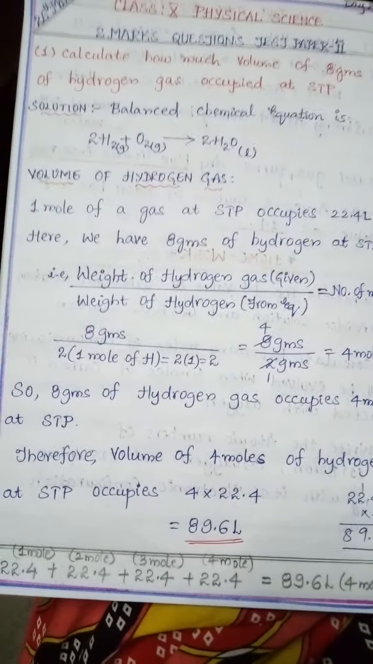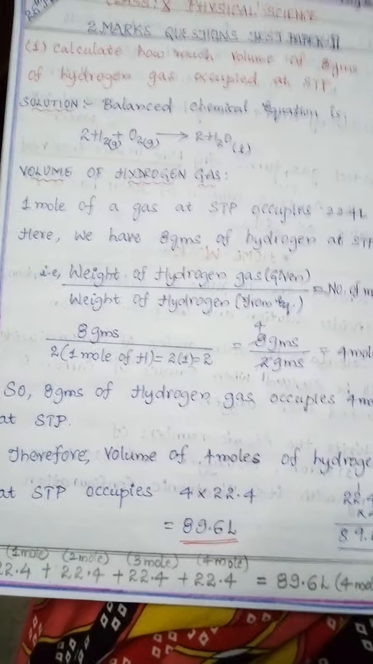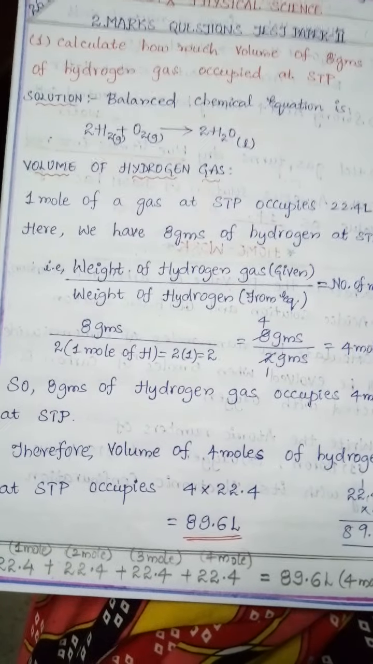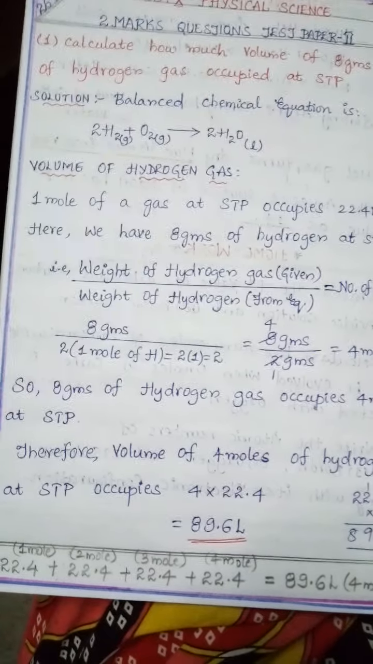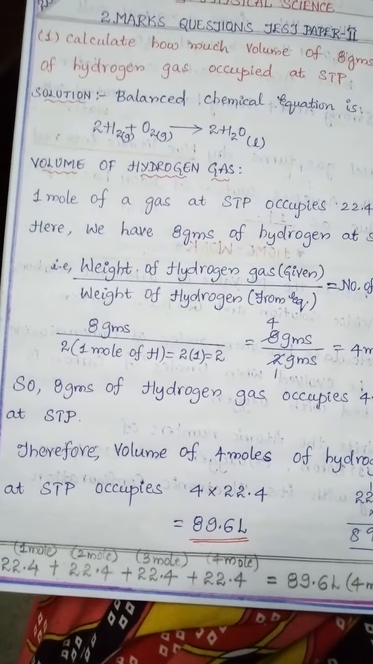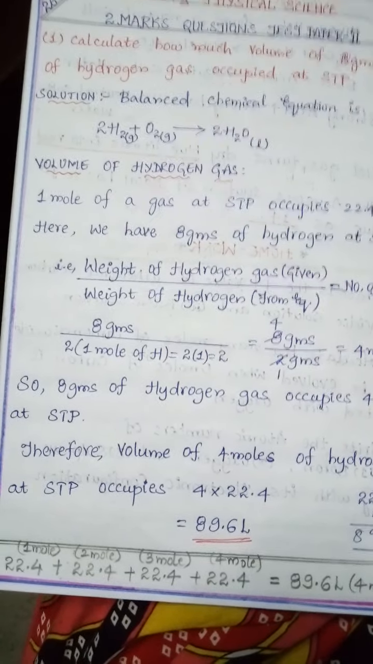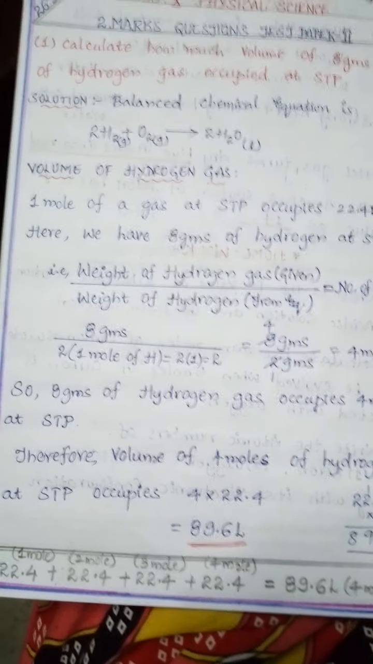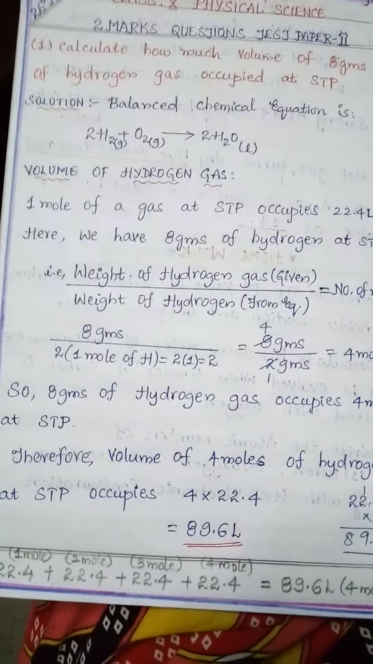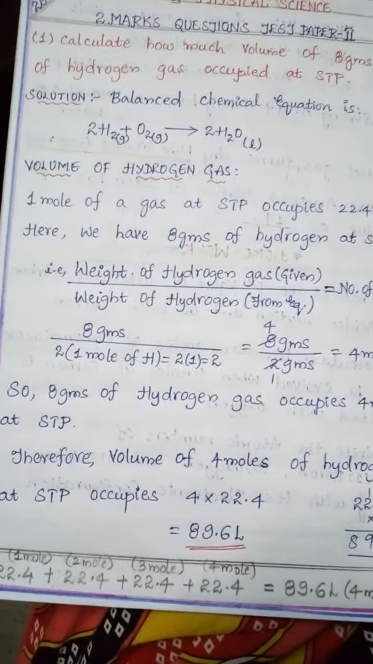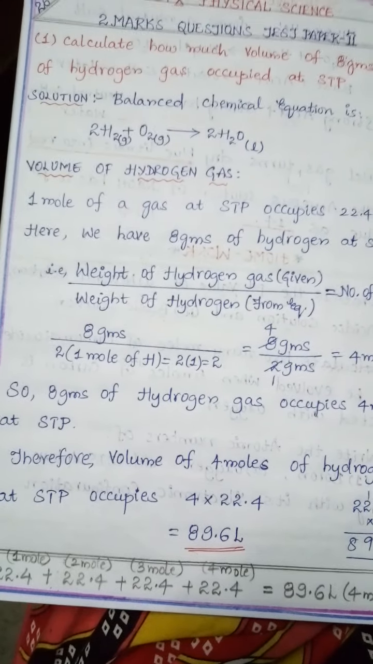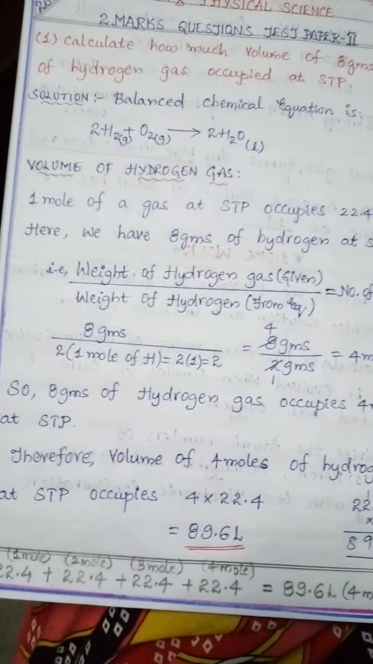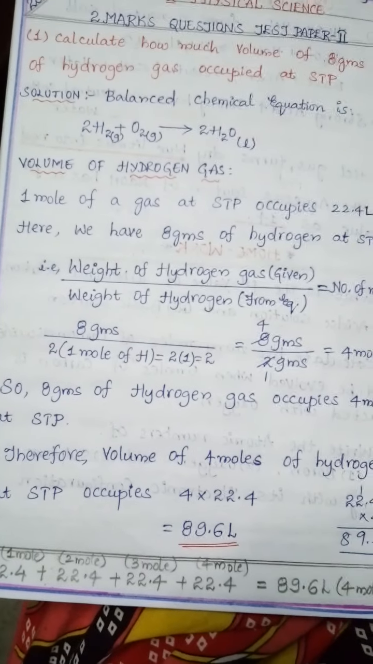If we move on to the solution, students, the balanced chemical equation here is hydrogen when reacts with oxygen gives rise to water. That is, both hydrogen and oxygen are in the gaseous state. When both of them react, they give rise to water. Now what is given in the question, students? We have to calculate the volume of hydrogen gas.